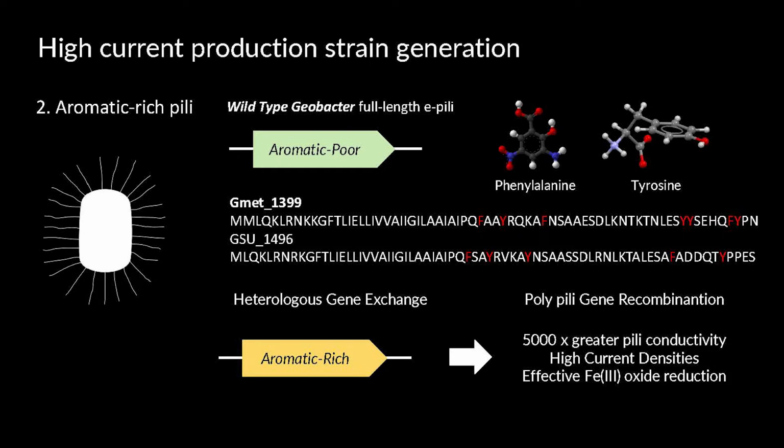In order to make aromatic-rich E-pili, we propose to first replace the non-structurally essential amino acids with aromatic amino acids, or synthetically generate a poly-pili recombinant gene and introduce heterologous aromatic-rich genes as linkers. We expect to increase the pili conductivity by 5,000-fold to maximize the electron transfer ability of pi-pi interactions.